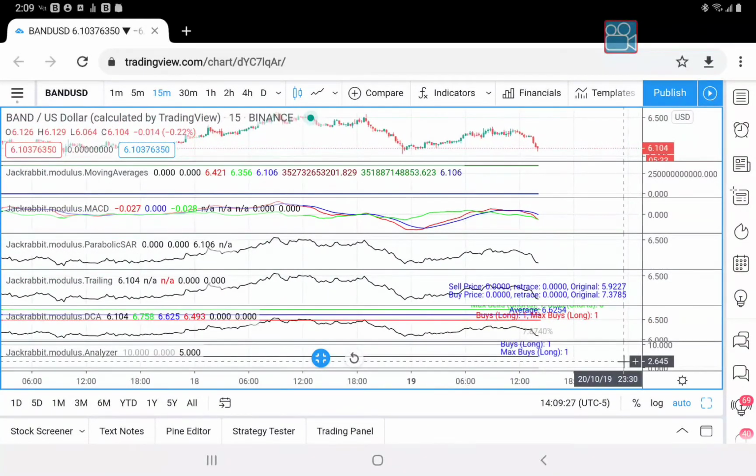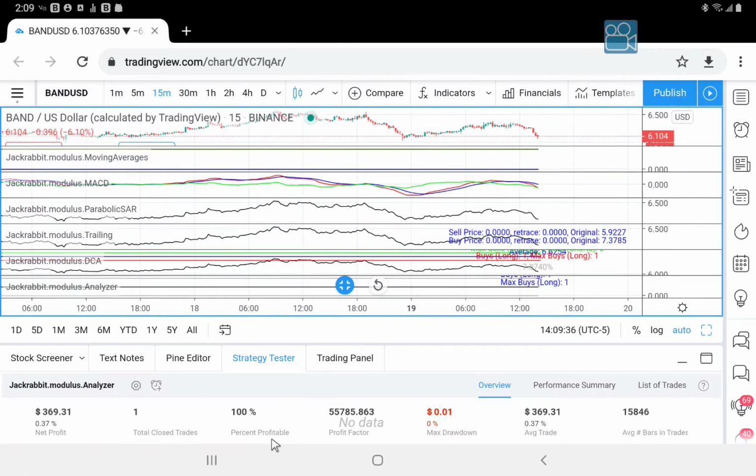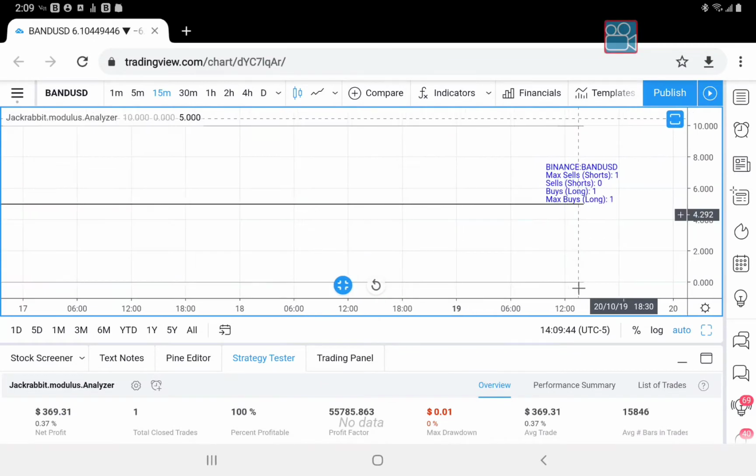Now, the next thing I want to bring to your attention is the number of purchases. Let's actually take a look. It says that in one particular purchase, that's right, one buy and one sell, TradingView thinks I'm going to make $369. There it is, one trade.